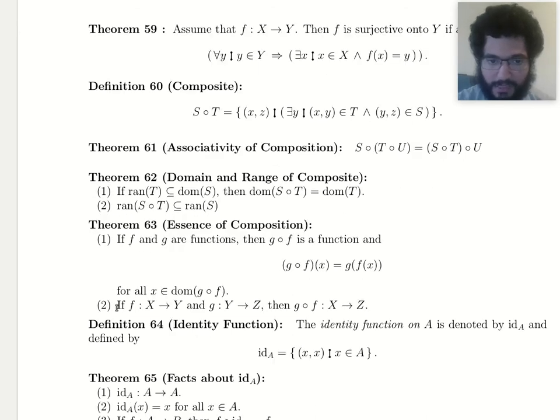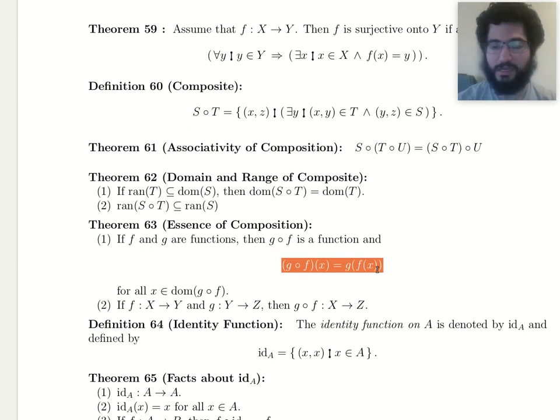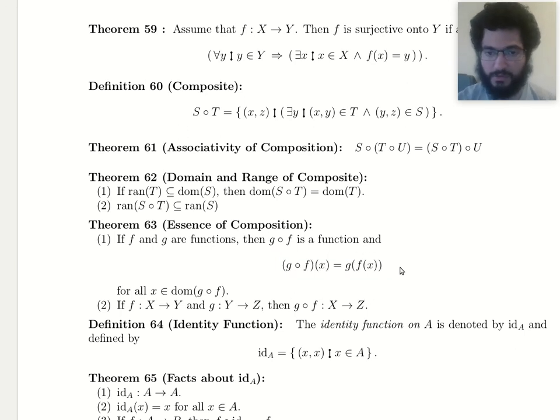I think earlier I said part 2 includes part 1. That's actually not true. I don't know why I said that. They both say interesting things. Yeah, I know why I said that. Part 2 includes the aspect of part 1 where we're saying that the composite of functions is a function. That's included in part 2. But this, what happens when you evaluate, is not included in the statement of part 2.